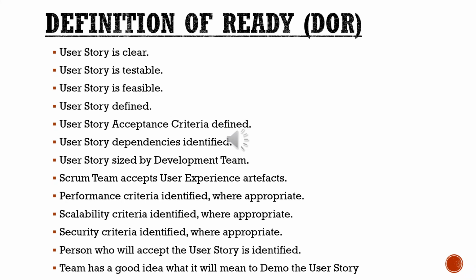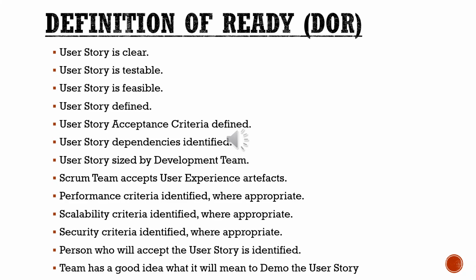For example, when we go for a shopping cart, there are already many websites having shopping carts. So based on the user experience, the scrum team will accept those user experience artifacts. And the performance criteria, that is, how the application should perform, are identified and should be aligned with the user story. Scalability is also defined, that is, what the usage of this particular user story is and where we can use it.